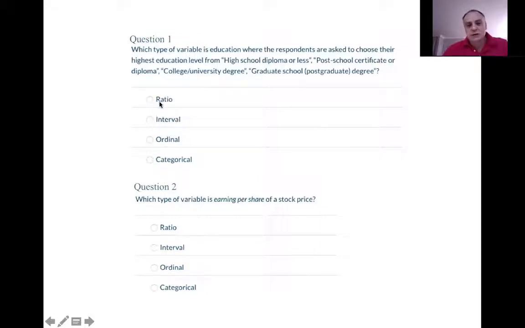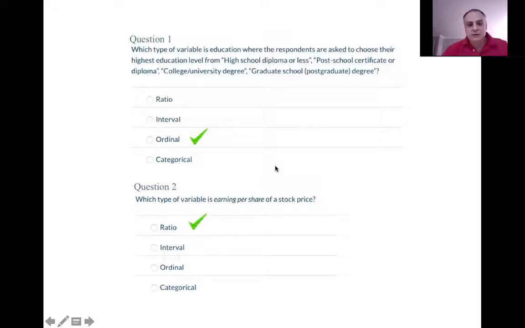Ratio would have a natural zero, so it's not that. Interval would be in order, but there would be equal amounts between each one. Categorical would be just putting them into categories, but with no order at all. So these are in categories, but there is an order between post-school, college, graduate school, etc. So the correct answer there was obviously ordinal.